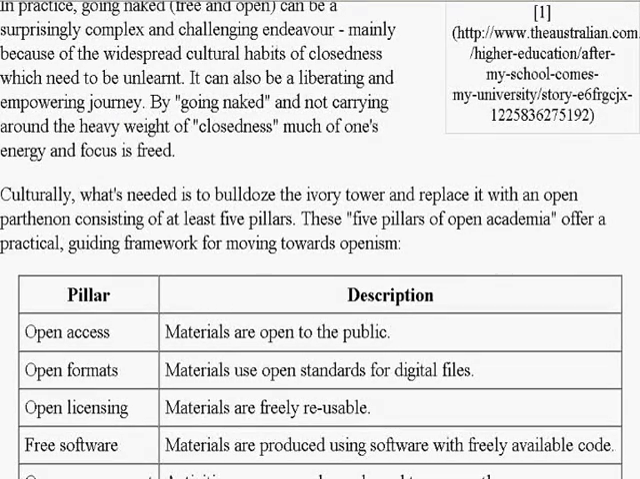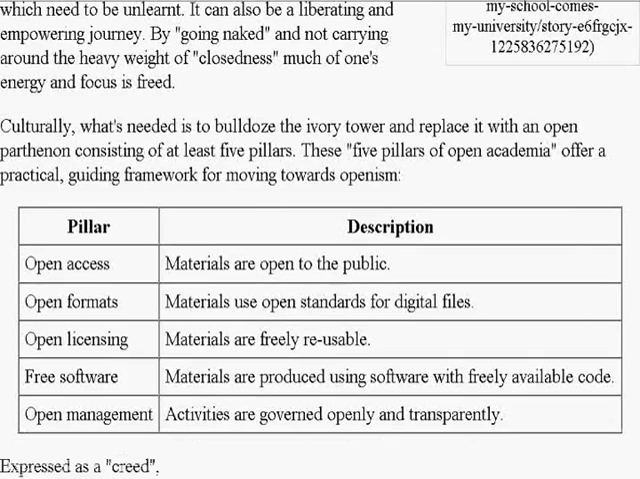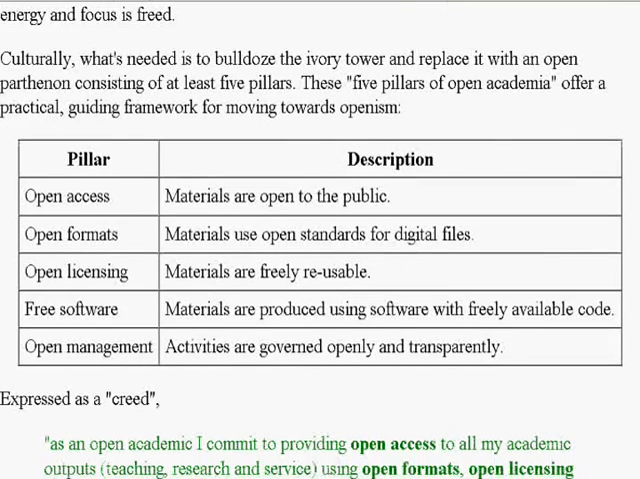So the goal in many ways here is to remove the cultural norm of the ivory tower and replace it with an open Parthenon consisting of at least 5 pillars. And those 5 pillars are open access, in other words, the teaching materials, the research materials, the data, and the decisions of the university are recorded and made open to the public.